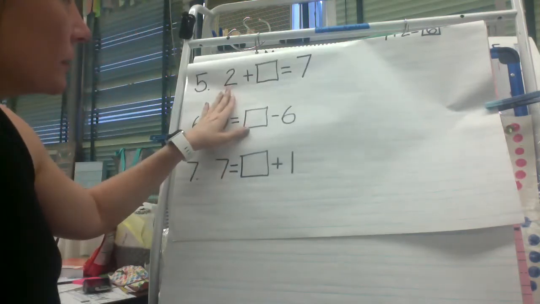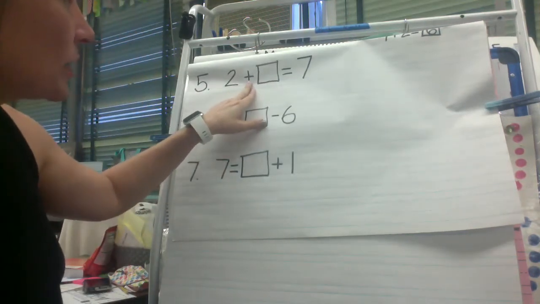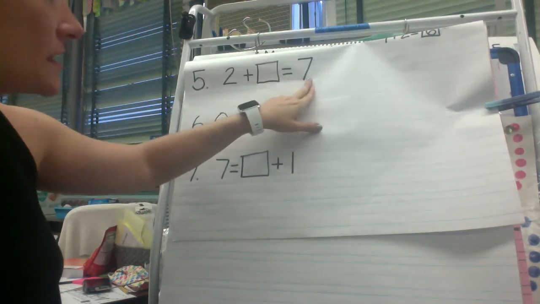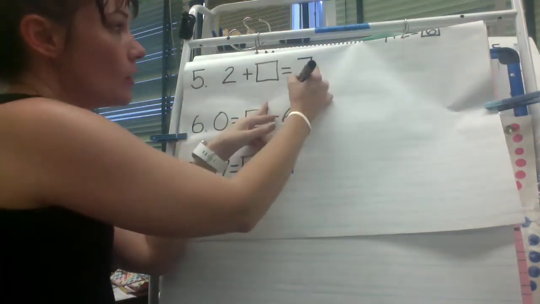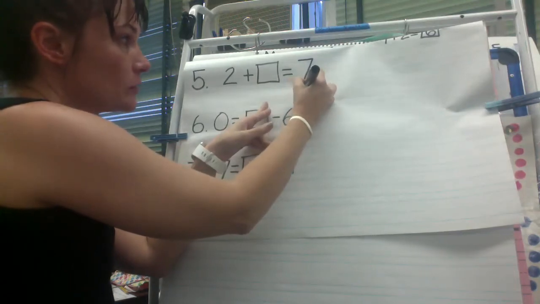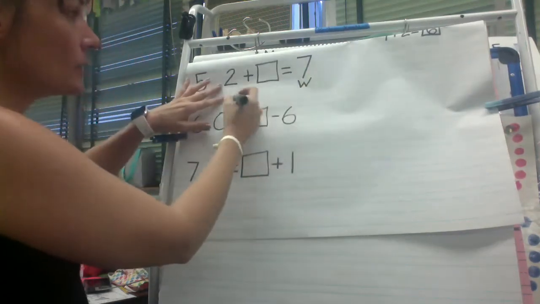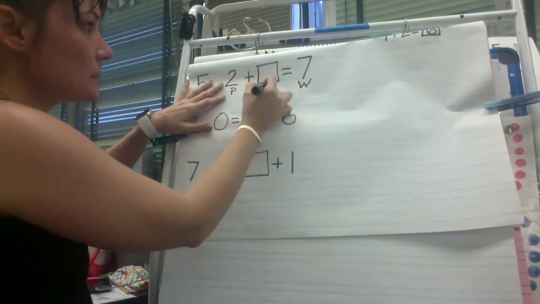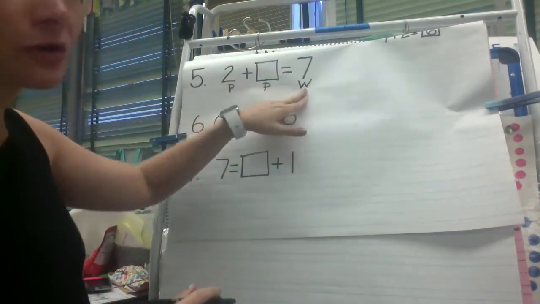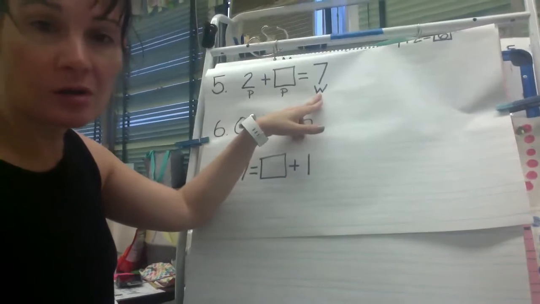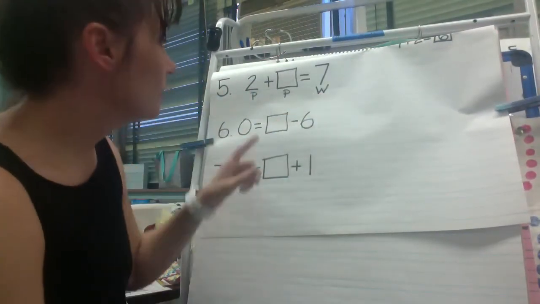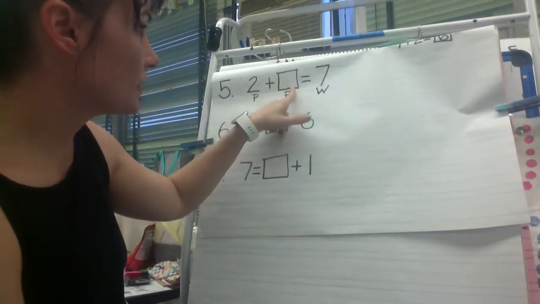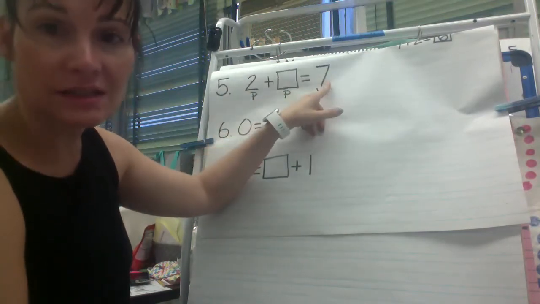Our first one is 2 plus something equals 7. So think about what your parts are. Your whole is your largest number, which is 7. And you know that you put your 2 parts together to get your whole. Pause the video and try to solve this problem. 2 plus something equals 7.